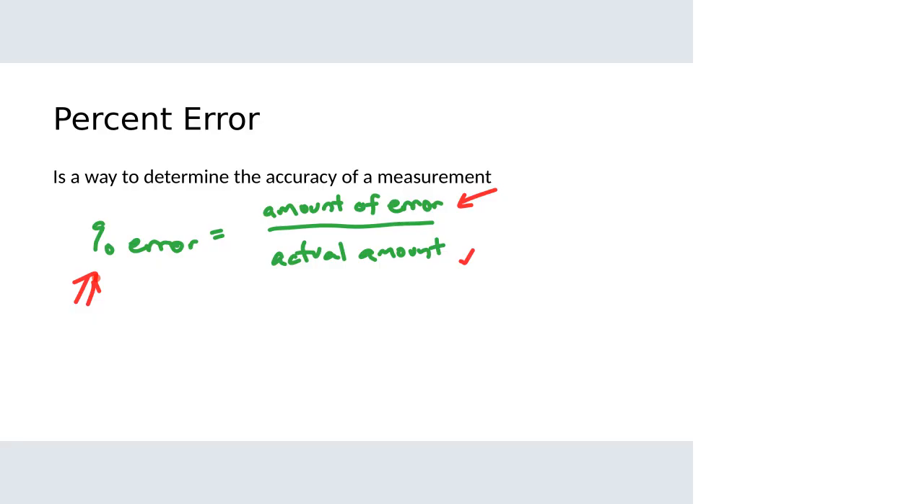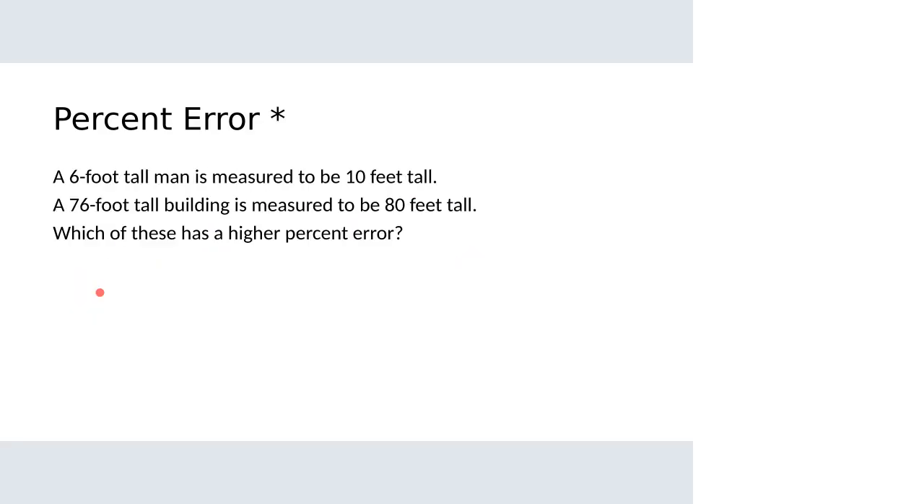Let's look at an example of this. A 6 foot tall man is measured to be 10 feet tall. A 76 foot tall building is measured to be 80 feet tall. Which of these has a higher percent error? I'm going to do the first one, then I'm going to set up a poll to have you answer this question. But I'm going to do the first one first.